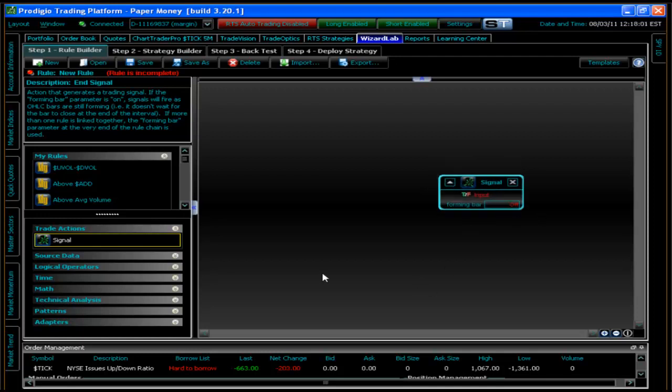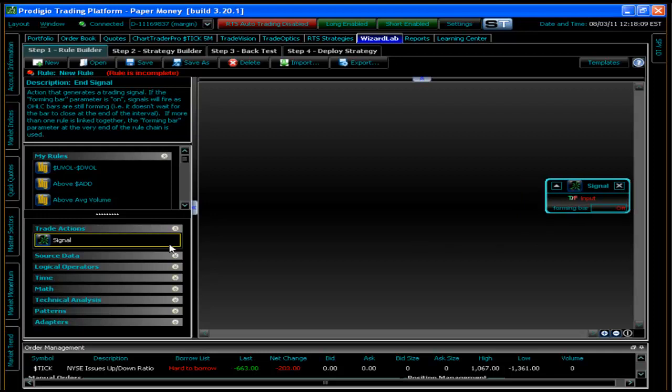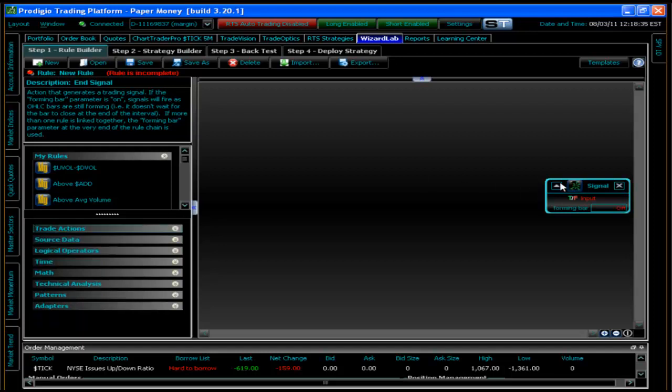I usually go to my trade actions and drag out the signal. This is just by habit. Every rule has to end in a signal, so that's one of the first things I do. This is very important because this defines whether or not we want forming bar on or off. Now I'm going to save that decision until the very last step in the rule, because it's always the last step in the rule which determines whether or not forming bar is going to be on or off. I'll explain that in a moment, but bear with me here. I just dragged out the signal. That's like the period at the end of my sentence in my rule.